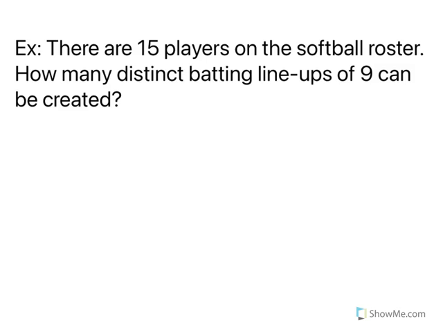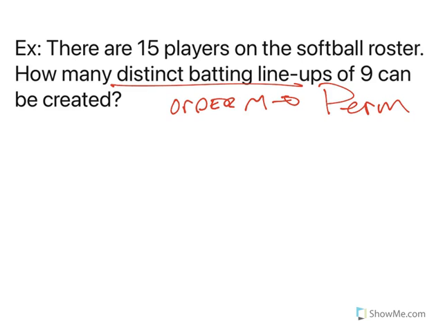There are 15 players on a softball roster. How many distinct batting lineups of 9 can be created? Now, the key here is distinct batting lineups. So that means it matters who bats first, second, third, fourth, all the way down to 9th. Order matters. And if you talk to anybody who plays softball or baseball, they will say, yes, the order matters. So because order matters, this is a permutation. And I coached for a lot of years, so this was my dilemma. I've got 15 players, and I'm choosing the 9 in order, but order matters, so it's a permutation.